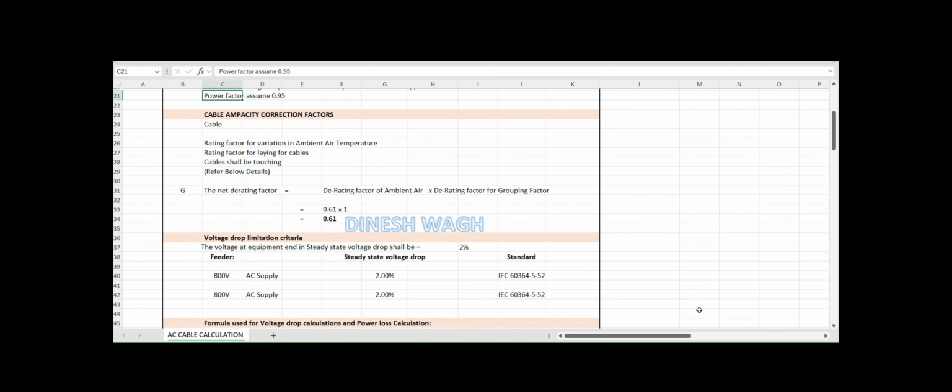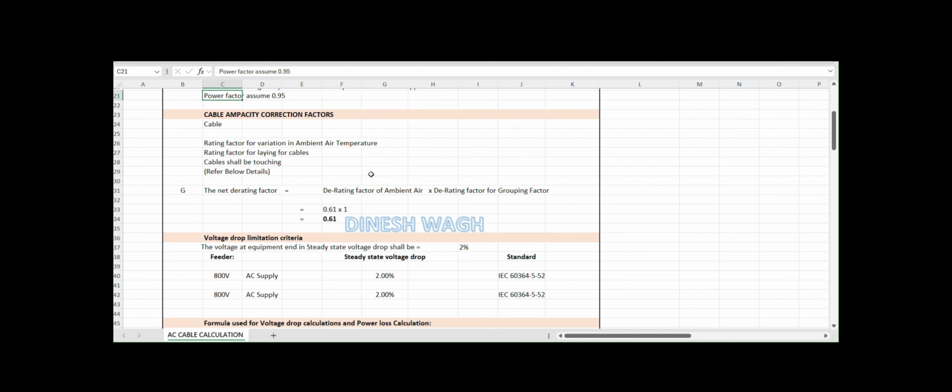Point 4, derating factor. Derating means the cable capacity is reduced because of temperature derating and the grouping factor. Here we are considering 0.61 into 1, which is 0.61.